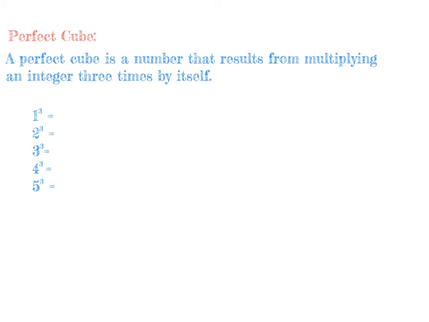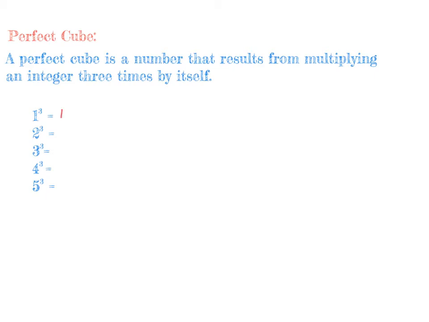Perfect cubes are similar to perfect squares. A perfect cube is a number that results from multiplying an integer 3 times by itself. I'm not going to have you memorize all the numbers 1 through 15, but you do need to know 1 through 5.